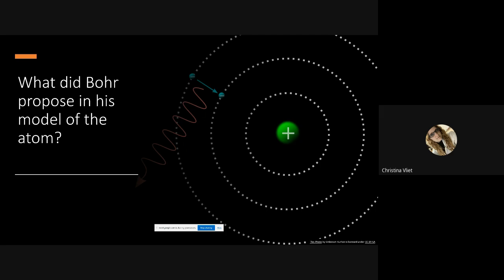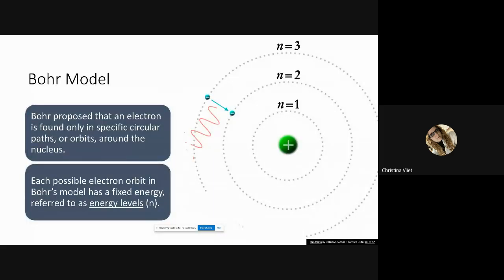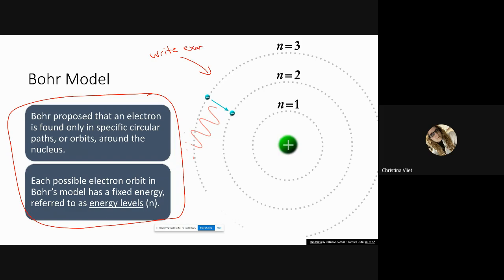All right, so what did he propose? This is the answer. Go ahead and write it down. I also suggest you write the example of a Bohr model, so you have it to look back at. So everything here is important.